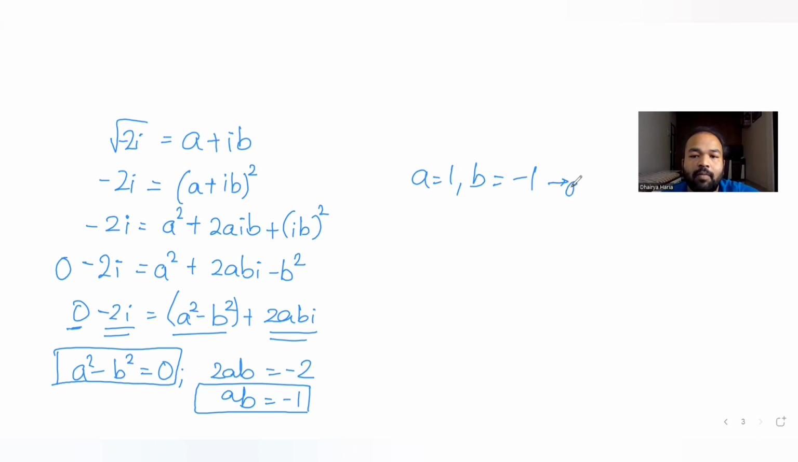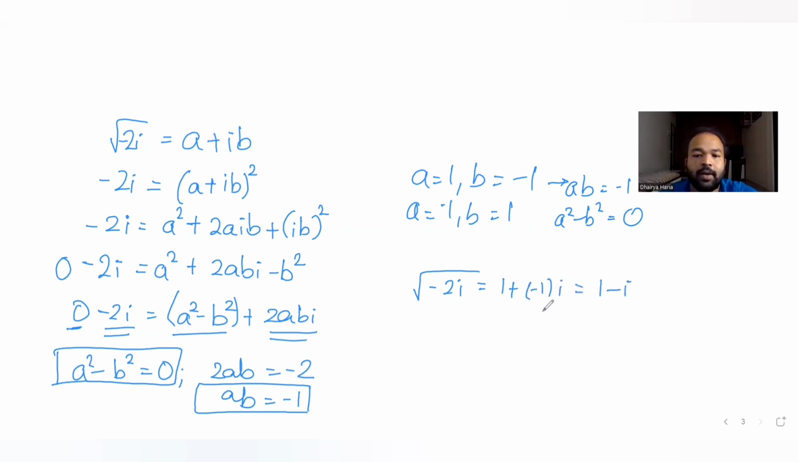The product of them will become minus 1, and the square of the difference will turn out 0. Or you can also take it as a is minus 1 and b is 1. That will also make this minus 1 or a square minus b square as 0. So what I get here is that root of minus 2i, I can write it as 1 plus minus 1 into i. That makes it 1 minus i.